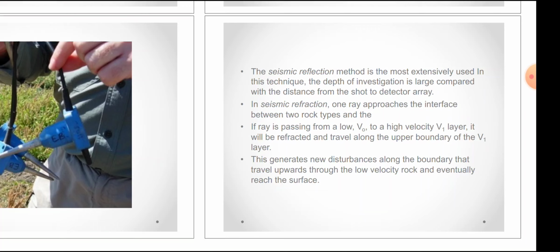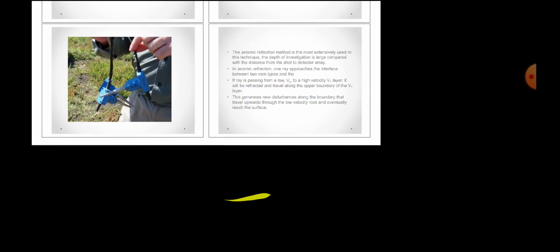In seismic refraction, one ray approaches the interface between two rock types. If the ray is passing from a low velocity V0 to a high velocity V1 layer, it will be refracted and travel along the upper boundary of the V1 layer. This generates new disturbances along the boundary that travel upwards through the low velocity rock and eventually reach the surface.